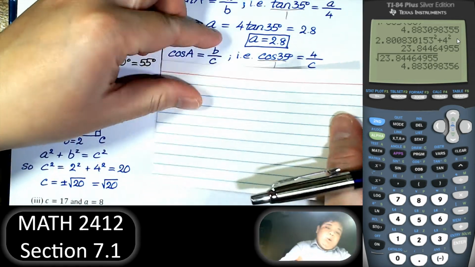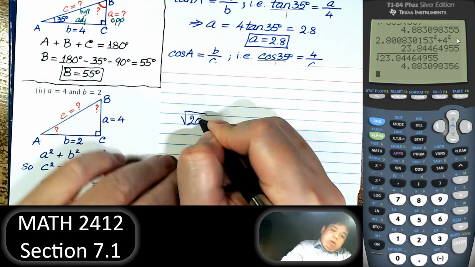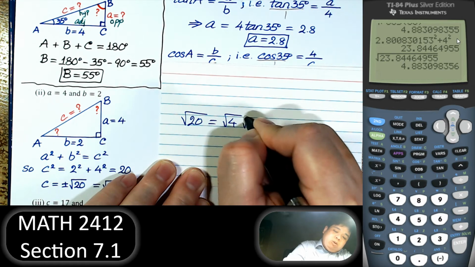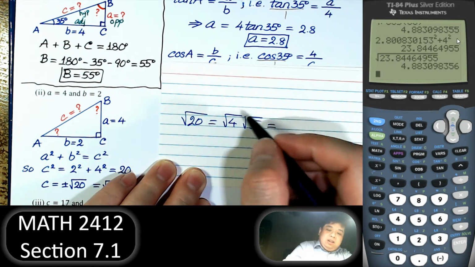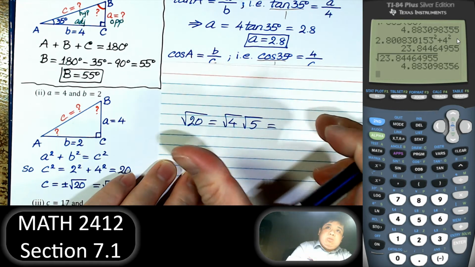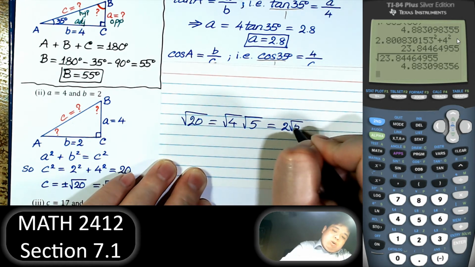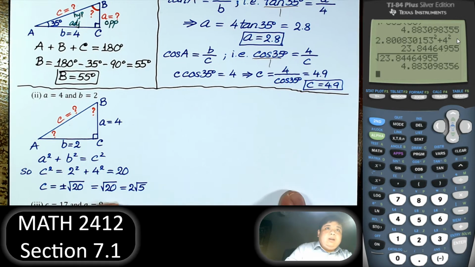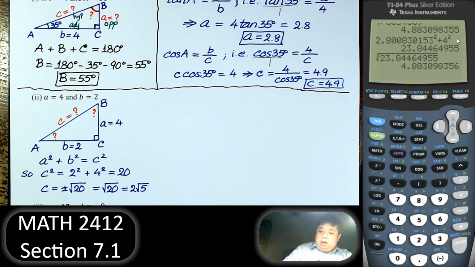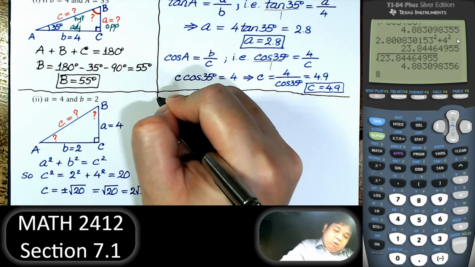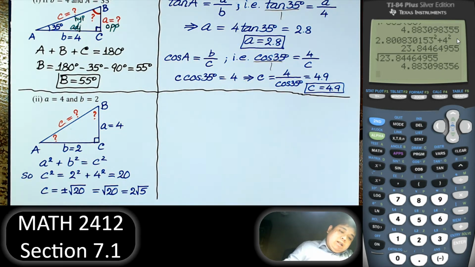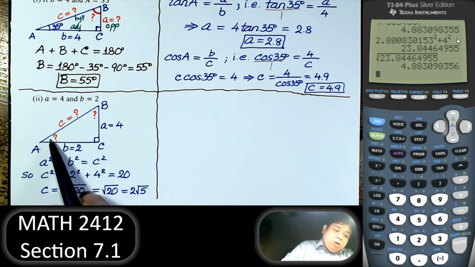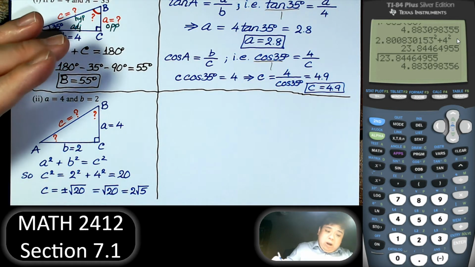Of course, square root of 20, if we write this as square root of 4 times square root of 5, right? 4 times 5 is 20, and then we split the square root. That gives us 2 square root of 5. Of course, we can get the decimal approximation for that, but it's better to keep it as 2 square root of 5. Right. Next, we need to find an angle. Let's find angle A first.